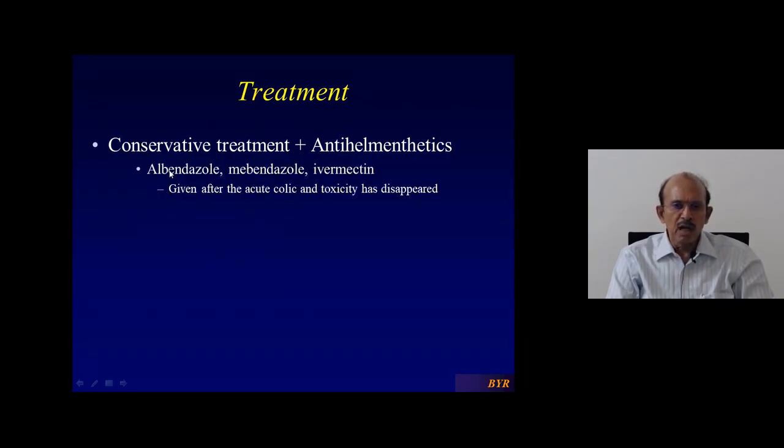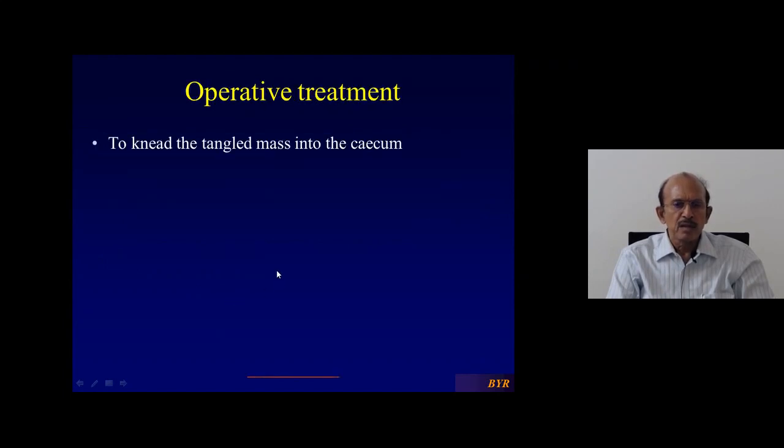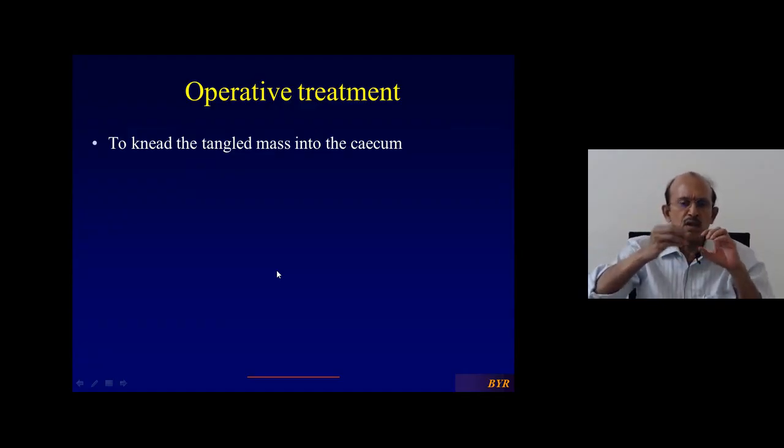That means you give oral albendazole, mebendazole, or ivermectin. Usually these are given after the acute colic has passed away. If given during colic, the paralyzed worms may get bundled again and precipitate the acute obstruction. If no relief, surgery. The operative treatment is to knead the tangled mass into the cecum. So what you must do is, don't open the ileum. Try to knead all this tangled mass into individual worms and then push them into the cecum.